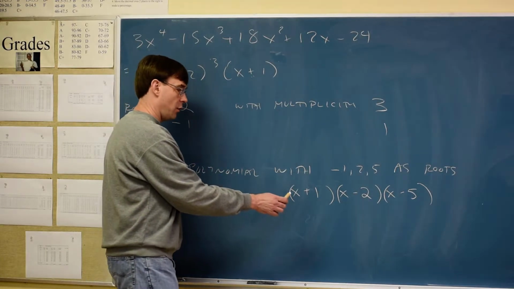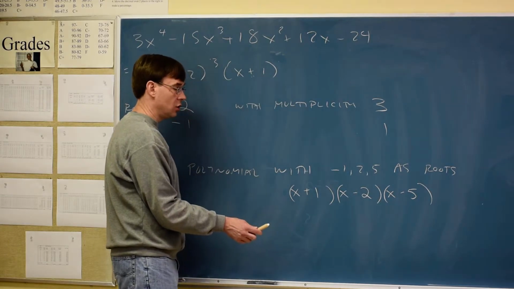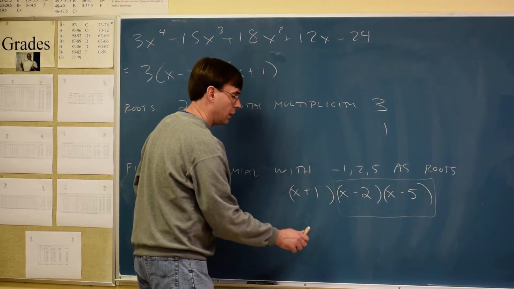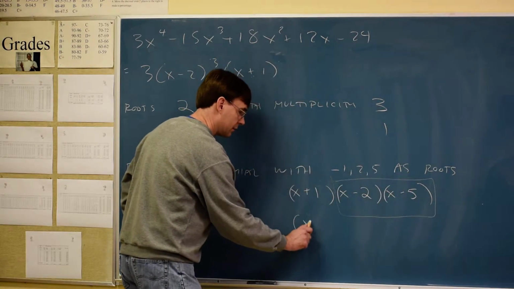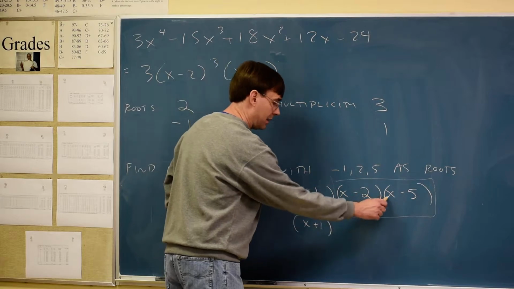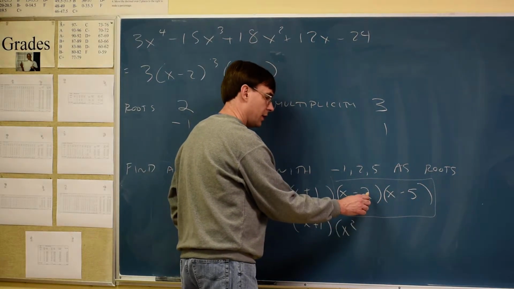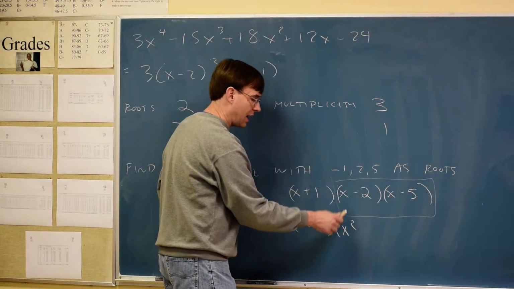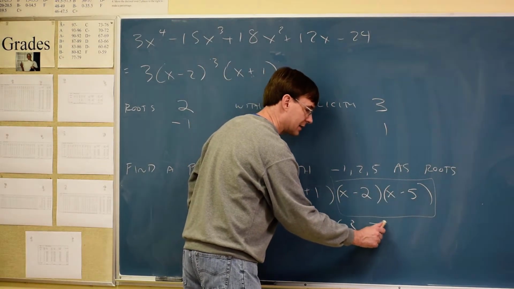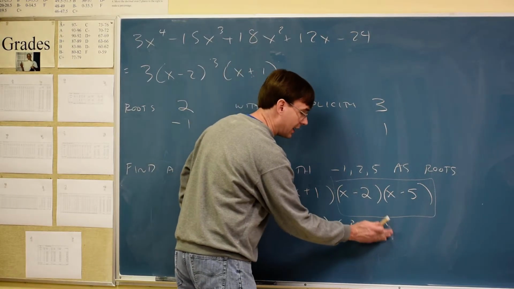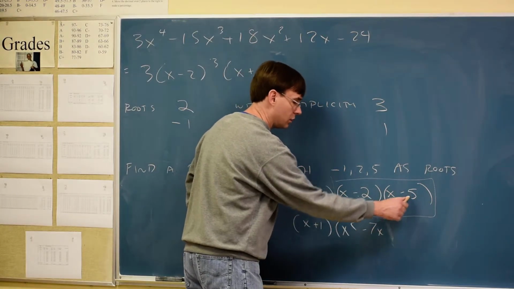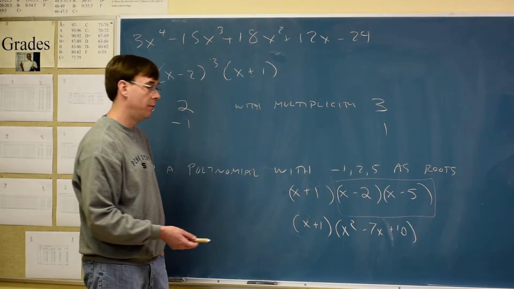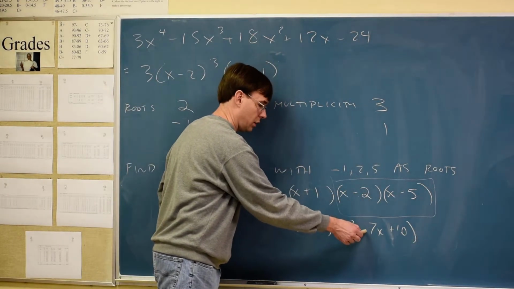If we did want to FOIL this out, you'd pick any 2, doesn't matter which 2. I'll pick those 2. We FOIL these. X times x is x squared. -2 times x is -2x. -5 times x is -5x. Together that's -7x. -2 times -5 is +10. And then we're like halfway home. You pick 2 of them and you FOIL 2 of them.